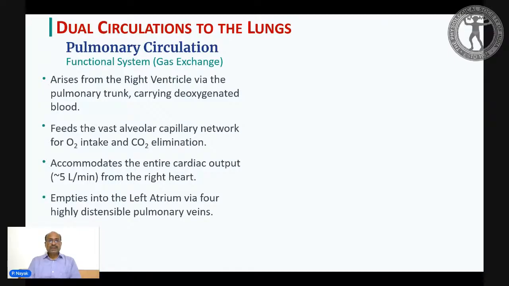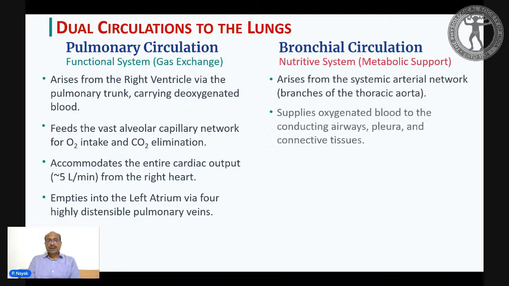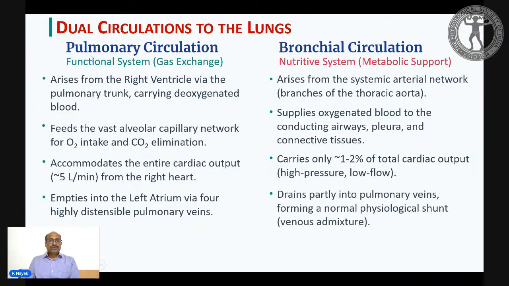Finally, in the pulmonary circulation, from the capillary it goes through the pulmonary vein and empties into the left atrium via four highly distensible pulmonary veins. This is important, highly distensible. We will be discussing these things a little bit later. On this side, this is for the gas exchange, the functional system of gas exchange. Whereas in the bronchial circulation, the bronchial arteries provide the nutritive support, the metabolic support to the bronchial tree.